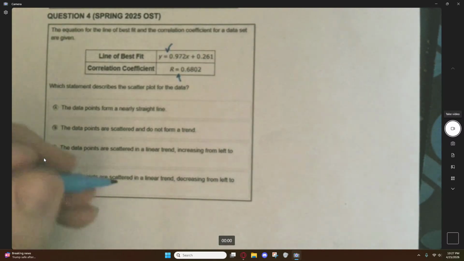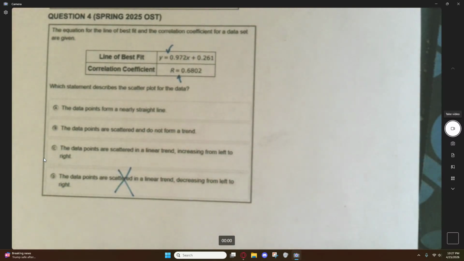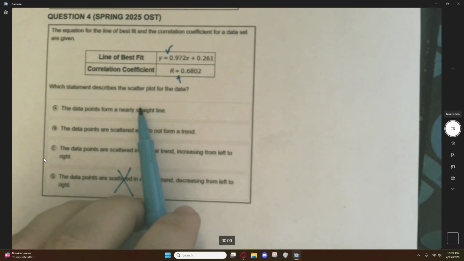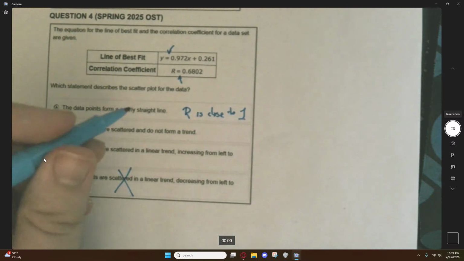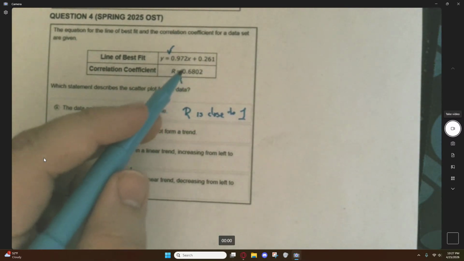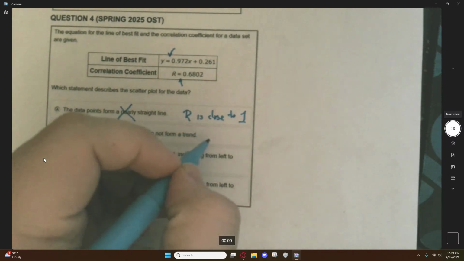So we see here our slope is positive, our R is positive, so there's nothing negative about this happening. The data points form a nearly straight line would be a situation where R is close to 1, which it's not. It's kind of right in the middle, right? Well, not right in the middle, but it's not close to 1. The data points are scattered and do not form a trend. This is R is close to 0.